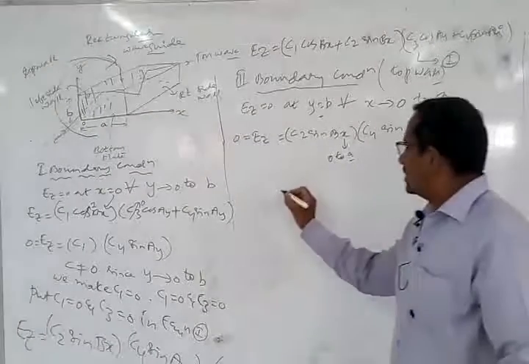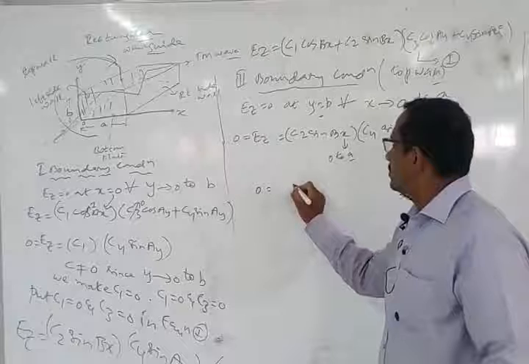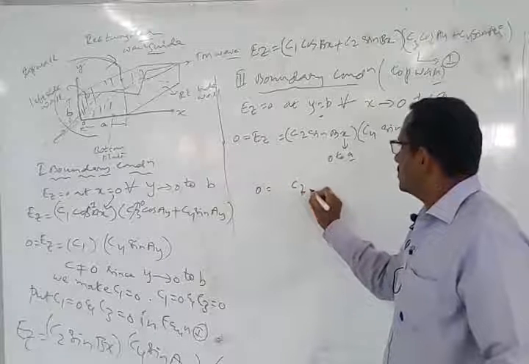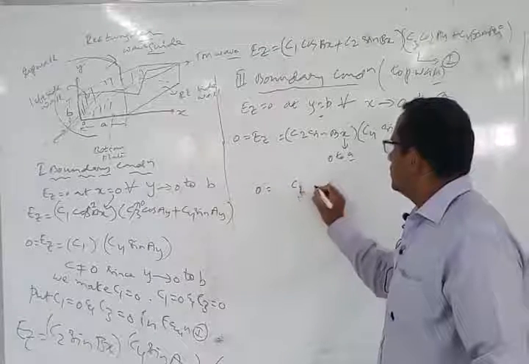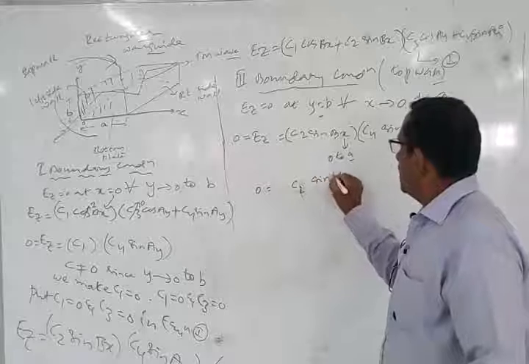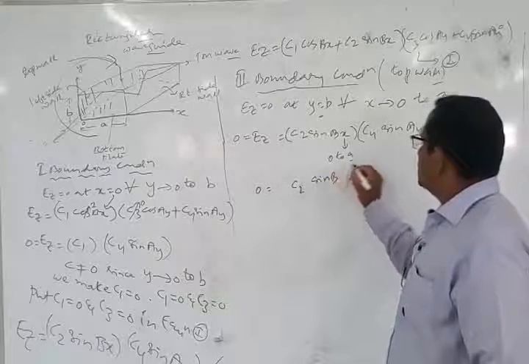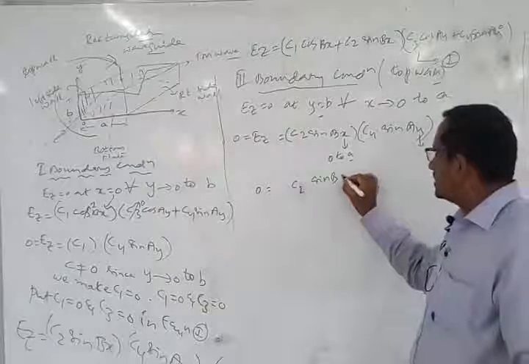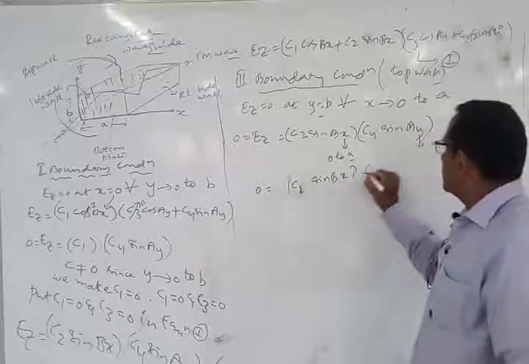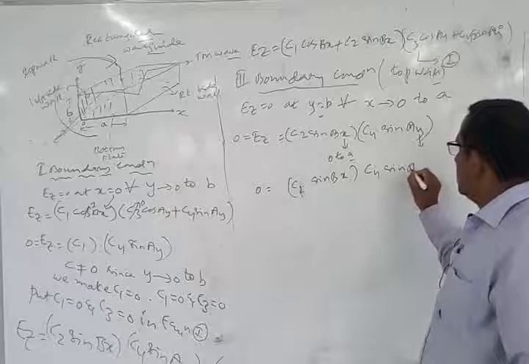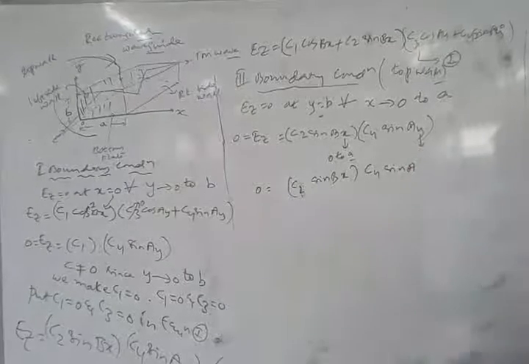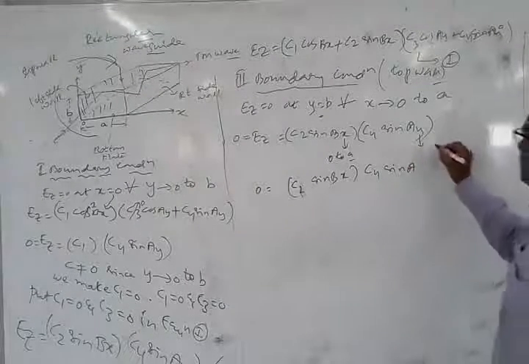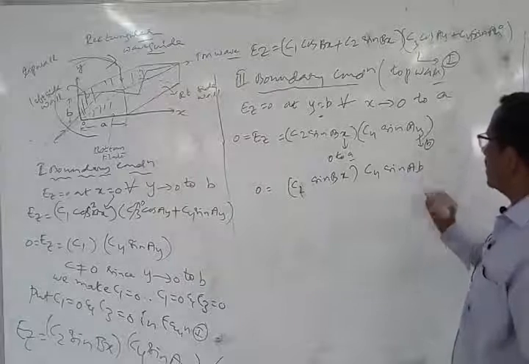Alright, so I can write this now. 0 is equal to C2 sin Bx. Here x is varying, so I will write this simply as x only, into C4 sin Ay. What is this y? Y is nothing but b for me. So I will write here b.